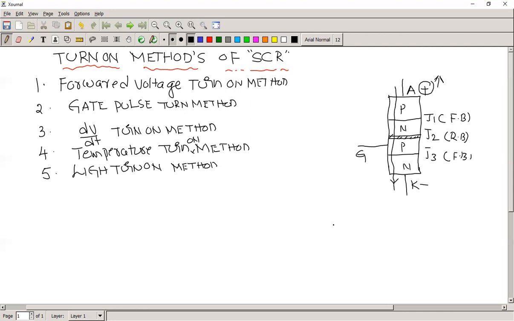Now here, if the anode voltage is less than the forward breakover voltage, the device is in a blocking state. When the anode voltage is more than the forward breakover voltage, the device goes to the conduction state.